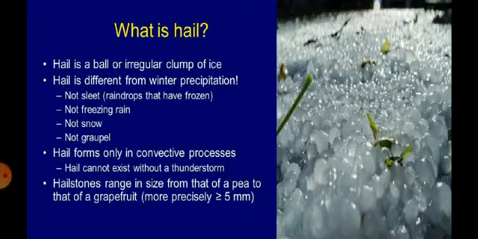Not sleet, raindrops that have frozen, not freezing rain, not snow, and not graupel. Hail forms only in a convective process. Hail cannot exist without a thunderstorm. It means that whenever there is a thunderstorm, you will be able to see hail. Hailstones range in size from that of a pea to that of a grapefruit, more precisely about 5 millimeters.